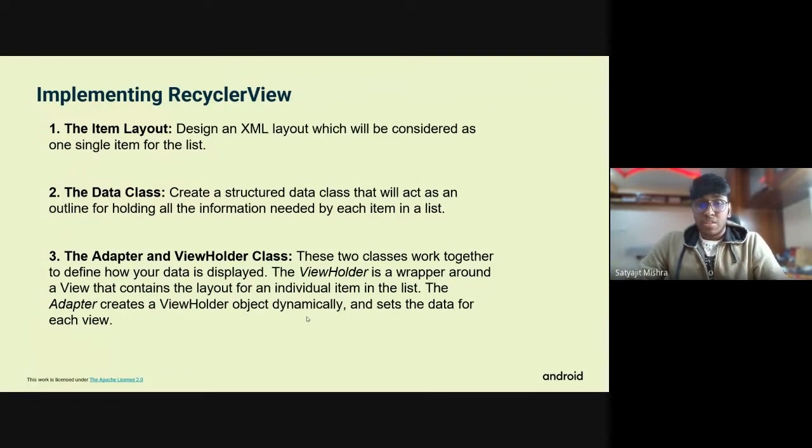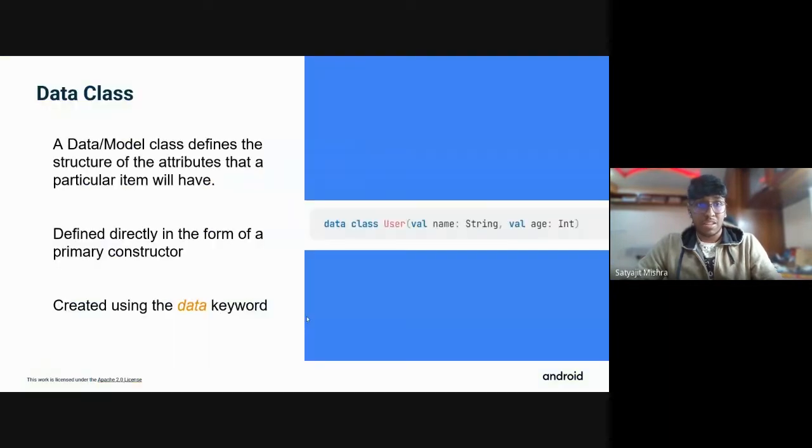And what it will do is, for each individual item, the adapter will create a view holder object. It is the adapter that recycles every element in a view holder object dynamically, and it is in the adapter that you set the new data for every recycled element. We will get into the adapter and view holder class in just a minute.